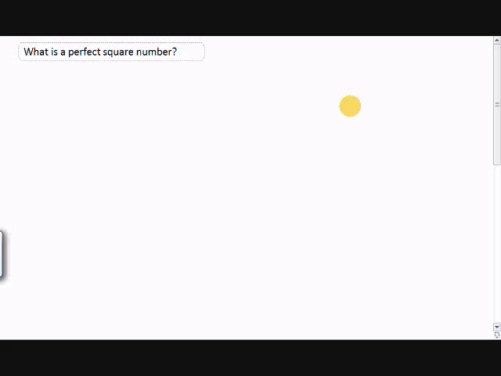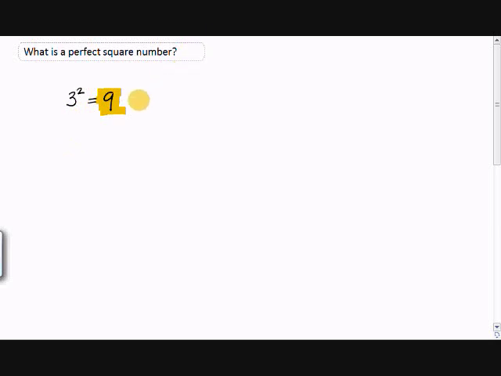Lately, I've had a lot of students ask me, what's a perfect square number? Well, the short answer is it is the answer to the problem when you square an integer. For example, if I take the integer 3 and I square it, I get 9. 9 is a perfect square. It's the answer to a problem when you square an integer. Alright, so that's the short answer.